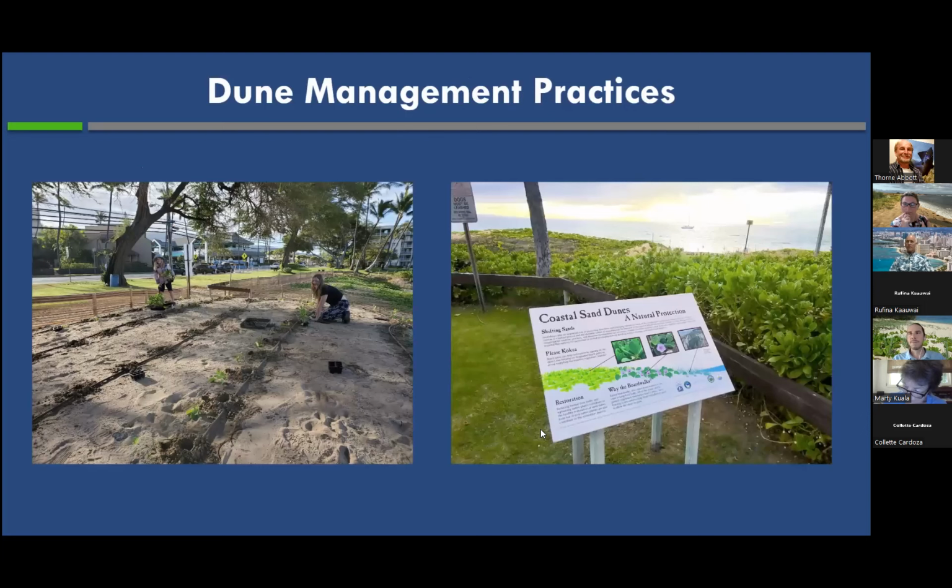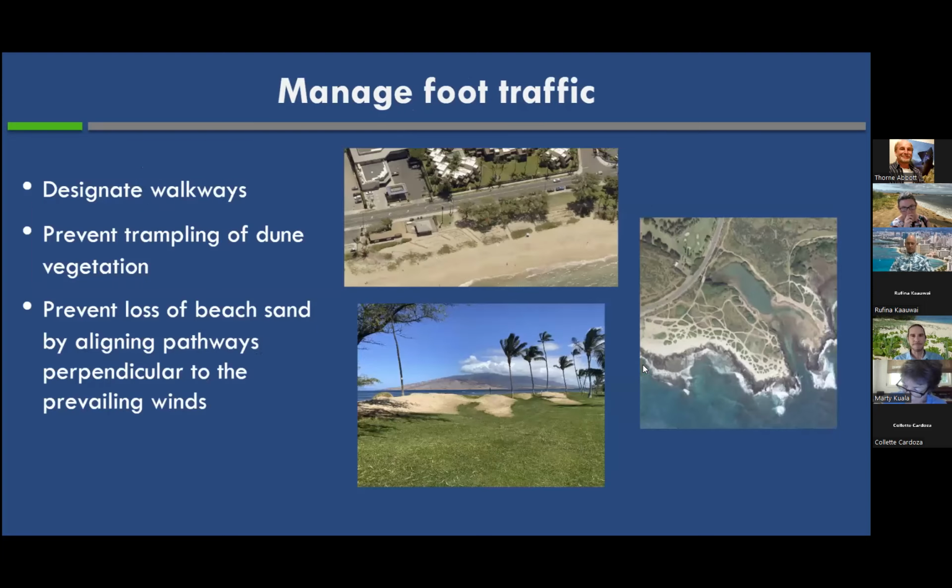So let's move on to some of the specifics of dune management, some of the practices in our toolkit. First on the list is to manage foot traffic. This is a big one because sometimes the biggest enemy to the formation of dunes is human foot traffic, walking, traversing to the beach. So one of the first things we want to do is to designate beach access walkways.